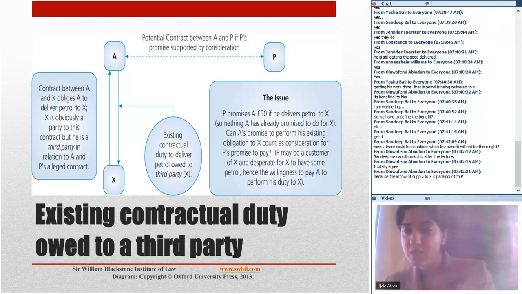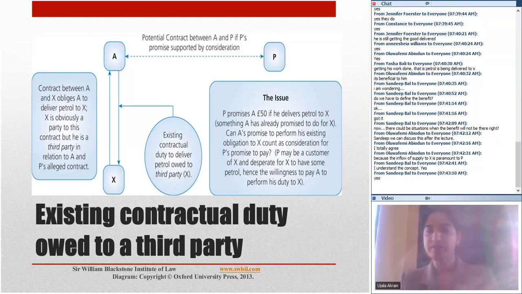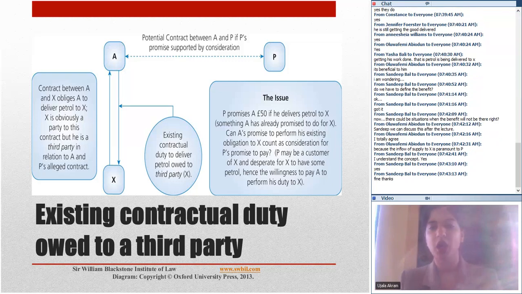Okay, so Sandeep is asking, there could be situations where the benefit will not be there, right? Let's assume there is no benefit at all, then it doesn't seem right that P would request A to deliver something to X if P did not have any benefit in it. Okay, all right. Yeah, so in most of these kinds of situations, there is a benefit.